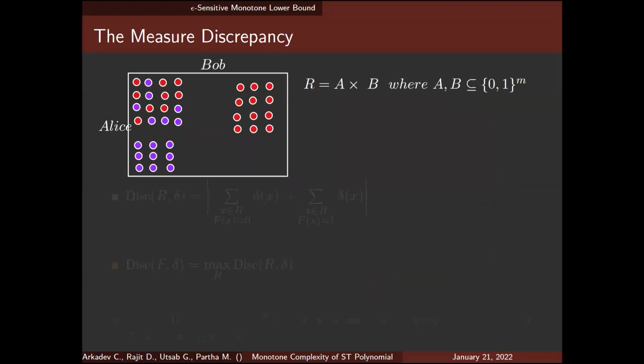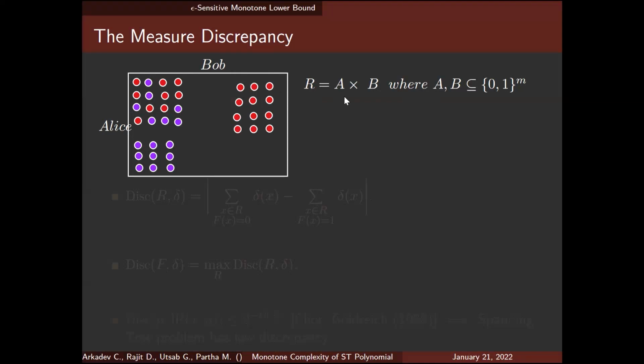Now we'll come to a very important measure, which is called the discrepancy measure for a communication problem. Say we have a communication problem, and this is the communication matrix of this communication problem f. The communication matrix has rows corresponding to every input of Alice and columns corresponding to every input of Bob. For an Alice input x and a Bob input y, the entry xy is simply the value of f of x comma y. So it is a Boolean matrix.